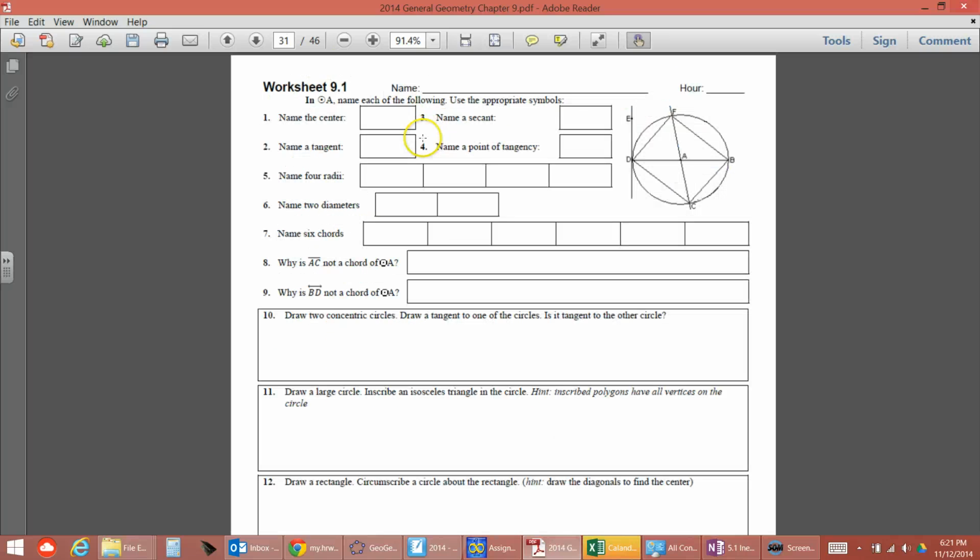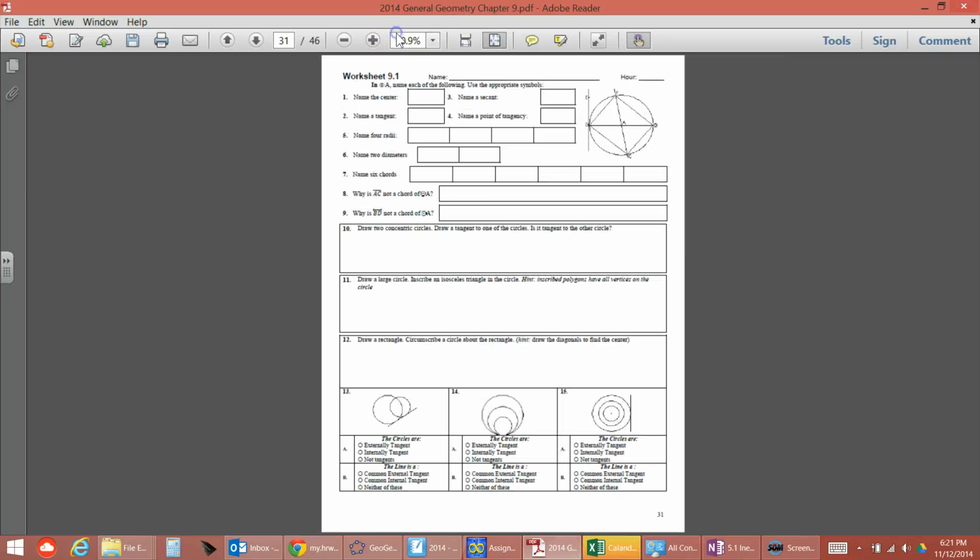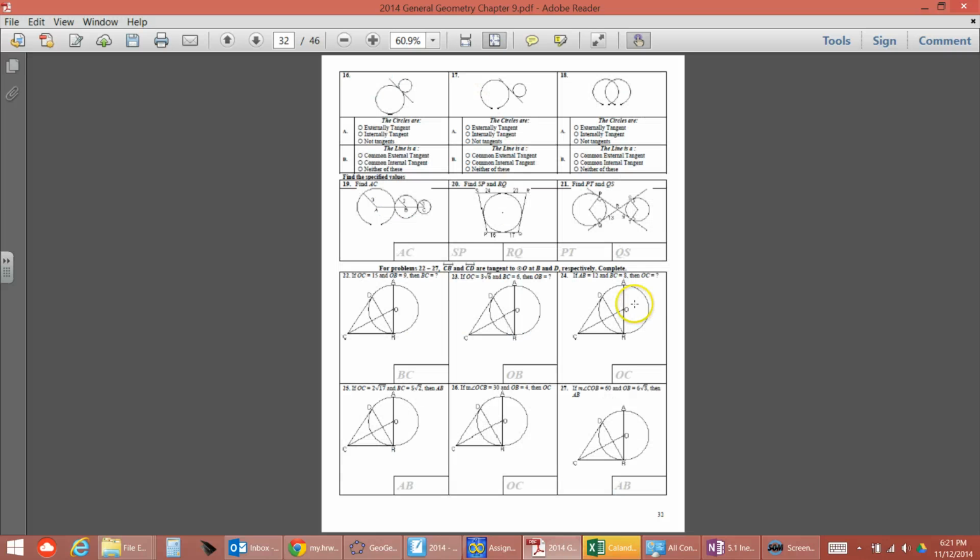These ones up here are pretty straightforward. Just name the secant line. The secant line is going to be CF, by the way, just in case you were curious. Back page. Again, remember all these? These are 22 through 27. They're all extra credit. I strongly recommend it. But you should be able to do 19, 20, and 21. No problems.